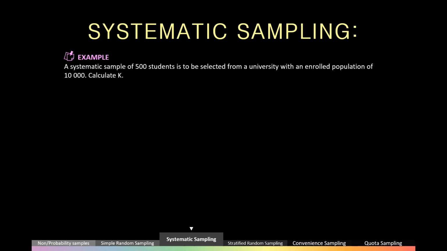As an example, let us assume that we want to choose 500 students from a university where there are 10,000 students enrolled. And we are told that we should calculate k because we want to use systematic sampling. So remember, k is approximately your population divided by your sample. In this case, our population is 10,000 and our sample is 500. So from this point, it's very easy math. You're just going to take 10,000 divided by 500 and you get the number 20. So every 20th student will be selected off the enrollment sheet.